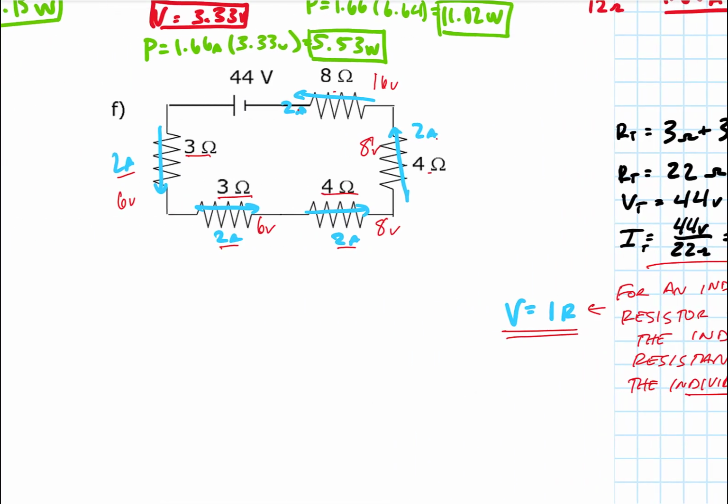Now that we have all of those, we can also find the power. Power is current times voltage, so 6 volts times 2 amps gives me a power of 12 watts. 6 volts times 2 amps is 12 watts. 8 volts times 2 amps is 16 watts. 8 volts times 2 amps is 16 watts for power. And 16 volts times 2 amps is 32 watts of power. That's how we would find the individual power there.